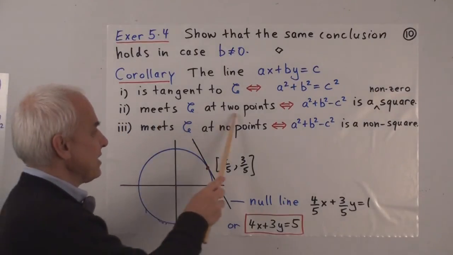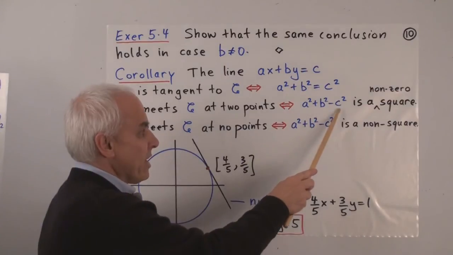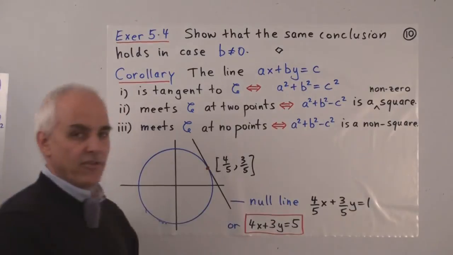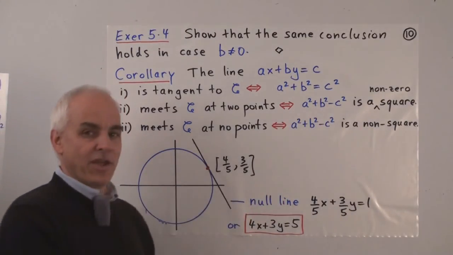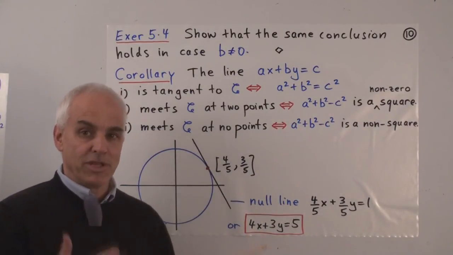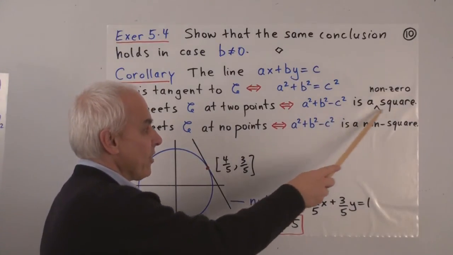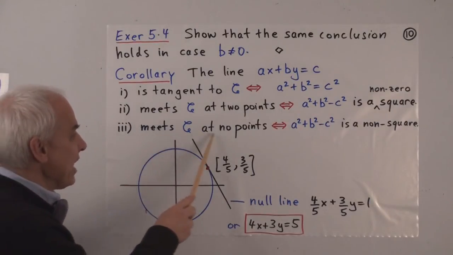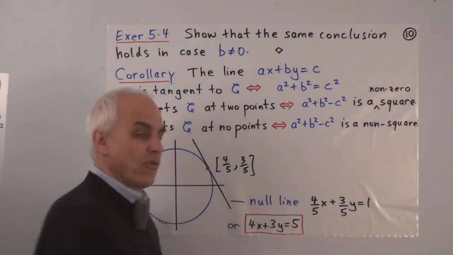Secondly, it meets the circle at 2 points, precisely when a squared plus b squared minus c squared is a square. Well, actually a non-zero square to separate it from this case here. So that's the case when you can take the square root of this thing. Right? If you can take a square root, then the quadratic formula will give you a rational number. And the third case, that it meets the circle at no points, precisely when a squared plus b squared minus c squared is a non-square.